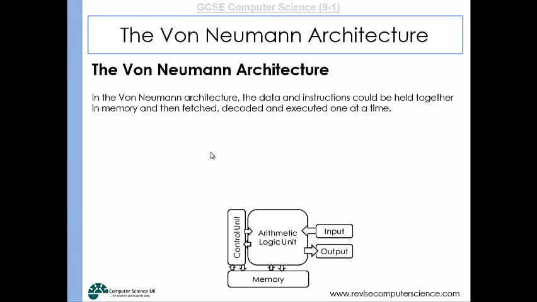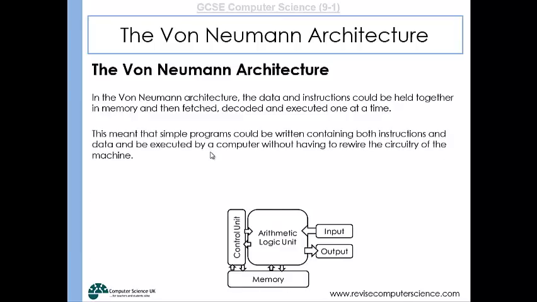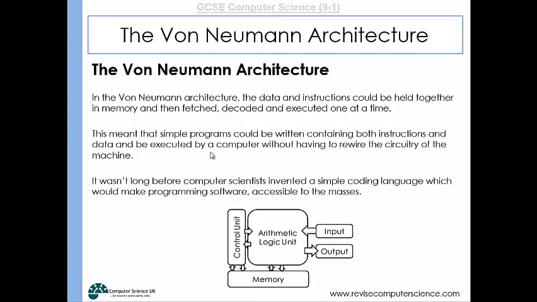This is effectively the modern day CPU that we have, and in this type of architecture, the data and the instructions are held together in memory. They're fetched, decoded and executed one at a time. What it means is that simple programs could be written containing both instructions and data, and they could be executed by the computer without having to change the setup of the machine. And it wasn't long after that computer scientists invented coding languages so that programming software was accessible to many, many different people.